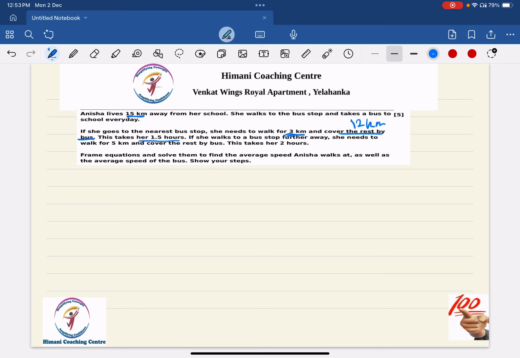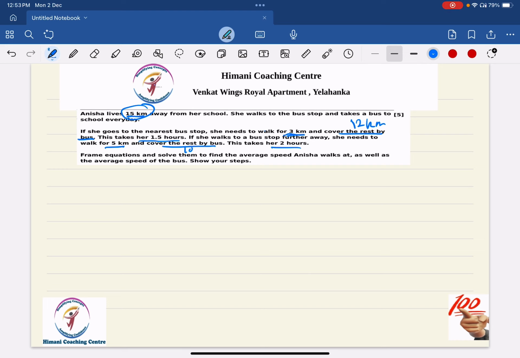Now, if she walks to a bus stop further away, she needs to walk for 5 km and cover the rest by bus. So now the rest would be what? 15 minus 5, so 10 km by bus. This takes her 2 hours. Frame equations and solve them to find the average speed Anisha walks at, as well as the average speed of the bus.